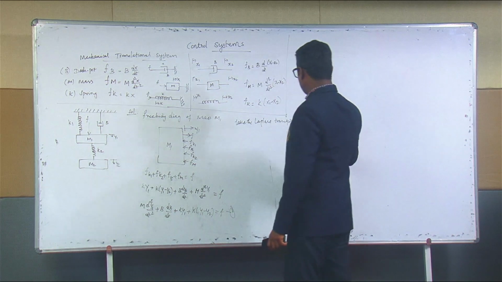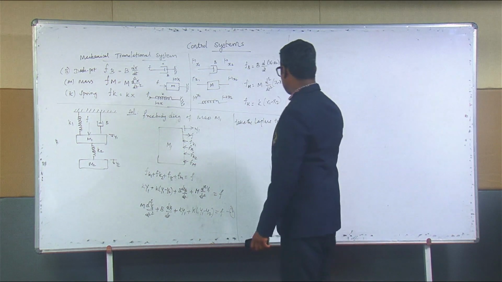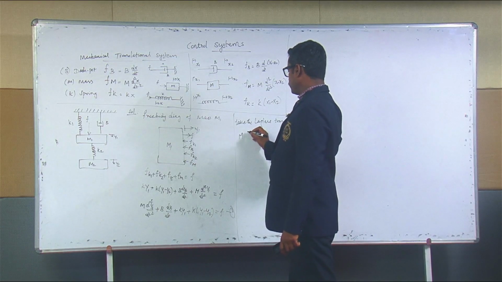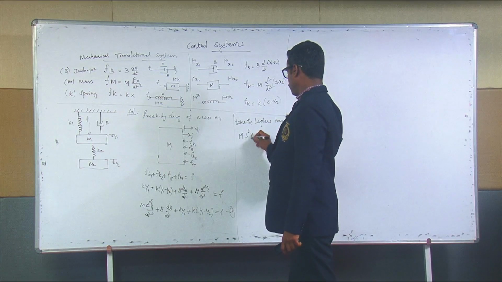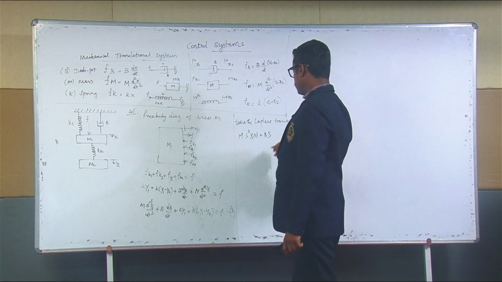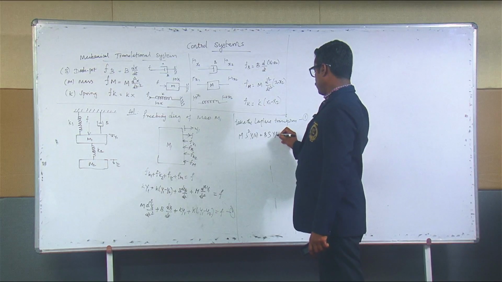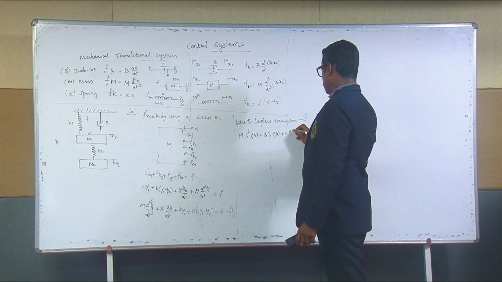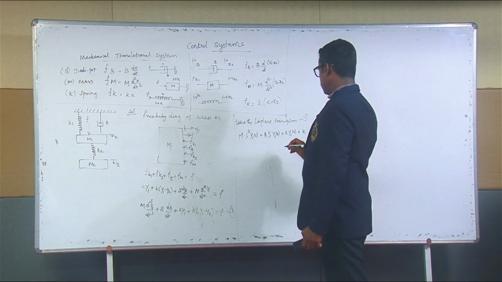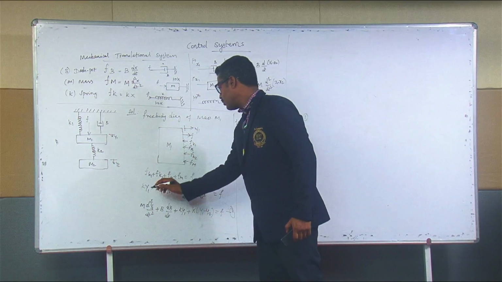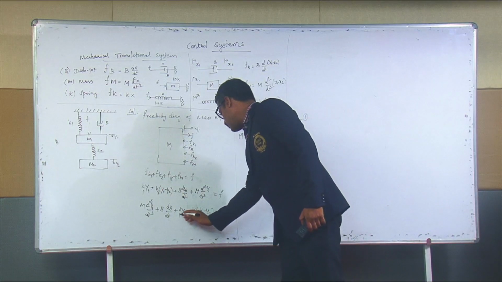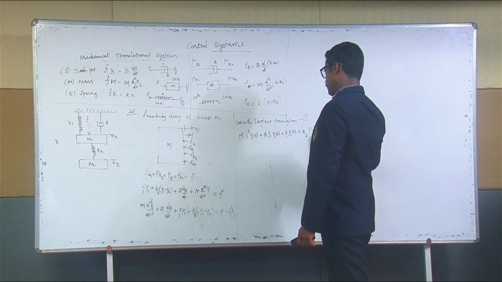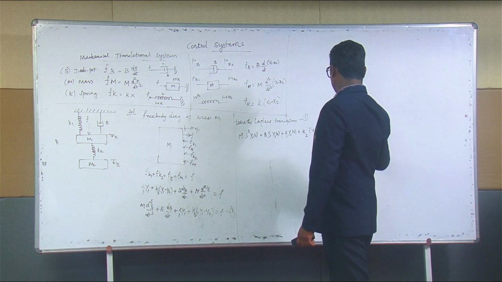of equation 1, then we get m into s square y1 of s, plus b into s y1 of s, plus k into y1 of s plus, that is k1 actually, this is k1 and this is k2, k2 into y1 of s minus y2 of s equals f of s.